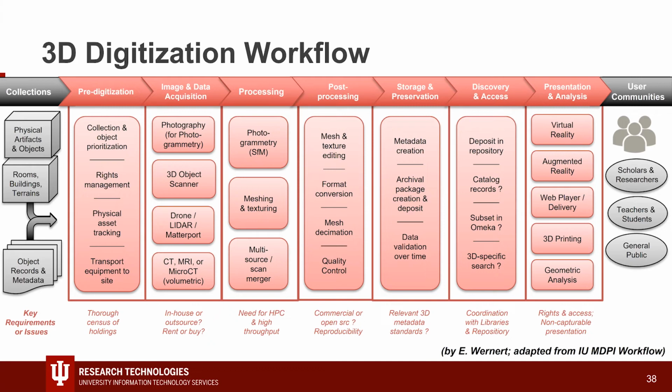And then discovery and access. So what do the catalog records look like? How are people searching for these things? Right now in IUCAT, you can search for realia, which is what an object is, right? It should pull up all the objects.